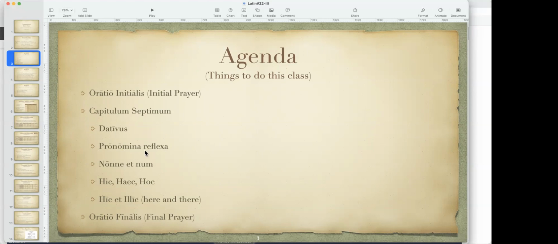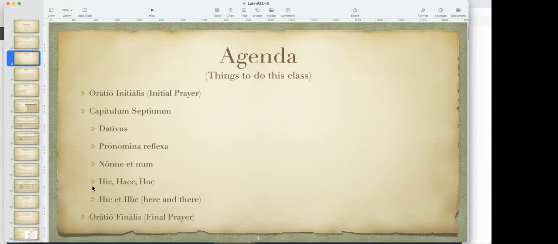Then the pronomina reflexa, or the reflexive pronoun. That sounds more scary than what it really is. If I say I looked into the mirror and I saw myself, that would be the reflexive pronoun. So reflexive pronouns are often translated as myself, herself, himself, etc.